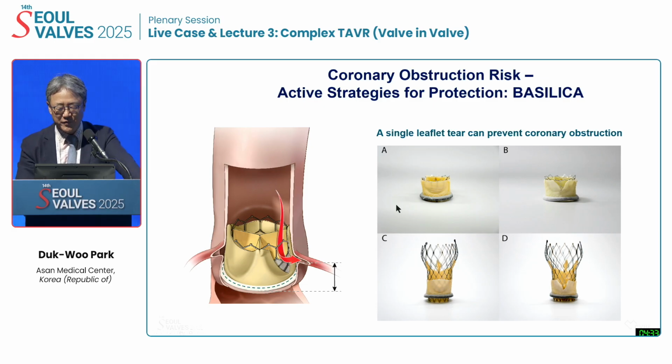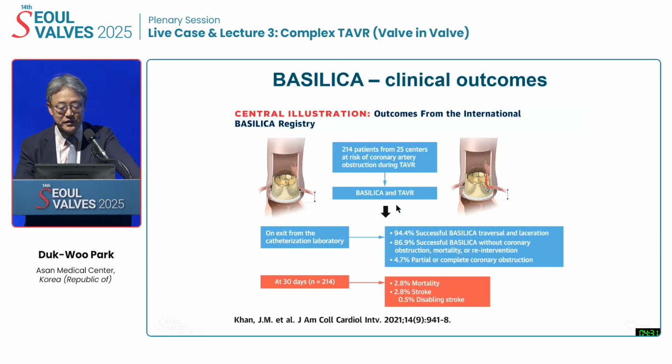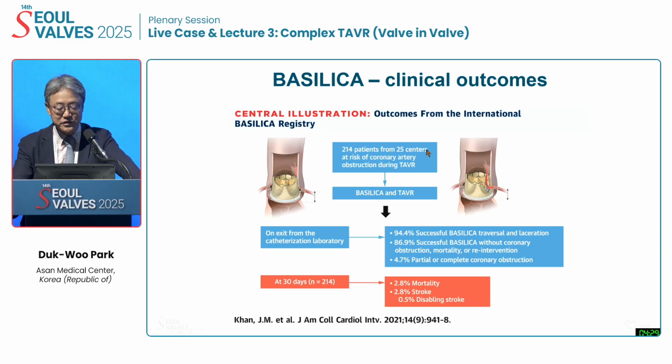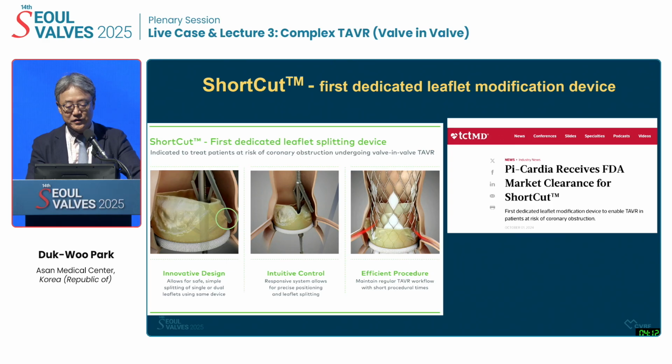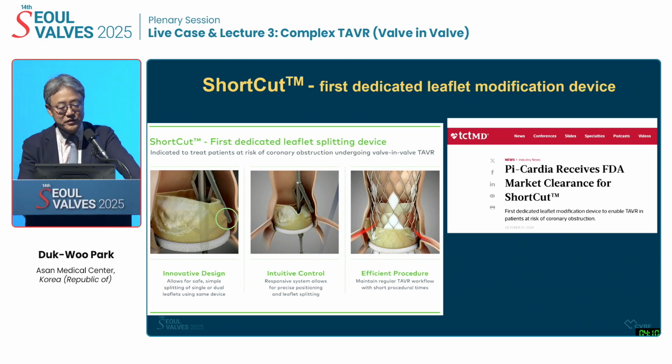This is a typical Basilica case, reported in JACC Intervention. The overall success rate is very high, but in practice we never consider it in our real cases; our simulation case seems very complex. In the real world, Basilica adoption is not quite common. And as you mentioned, a shortcut device is available in the U.S.